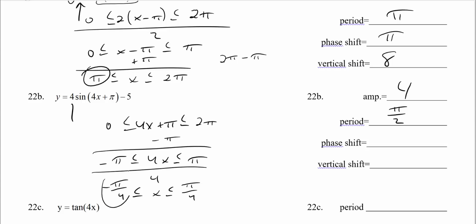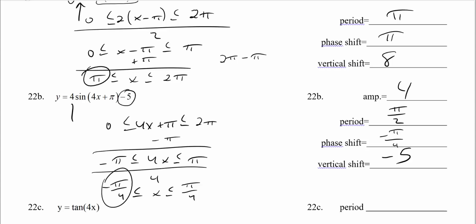Phase shift is negative pi over 4. Again, I could set that equal to 0 if I wanted, and you would get negative pi over 4. And vertical shift is easy. This is the vertical shift. Sometimes we're used to seeing it before, I think, with a lot of problems, but it can be after as well. It doesn't really matter. But the vertical shift is negative 5, or 5 down, however you want to look at it.